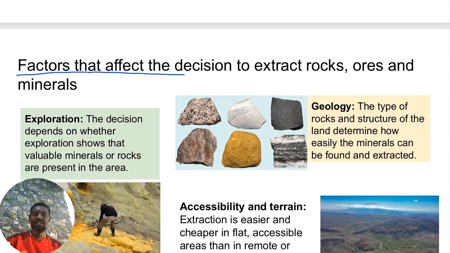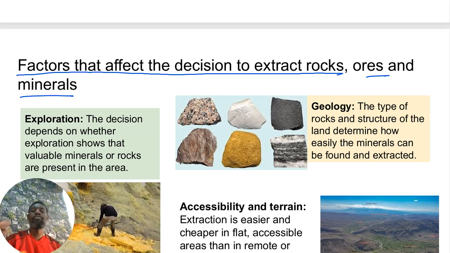Now, this will take us to factors that affect the decision to extract rocks, ores, and minerals. So before any mineral is extracted, you need to make a decision whether you should do it or not.